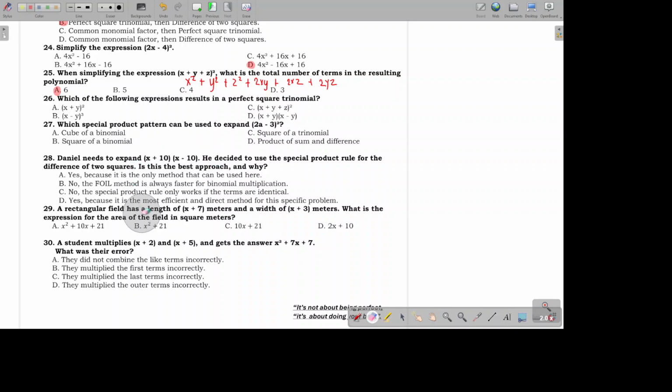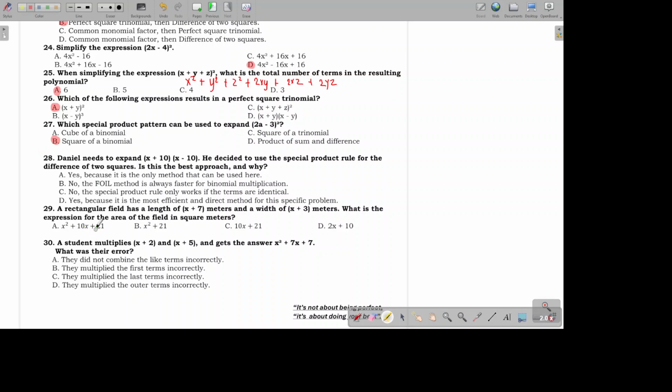Now let's have number 26. Which of the following expressions results in a perfect square trinomial? Again, the only time you can obtain a perfect square trinomial is if you square a binomial. So the answer is obviously letter A. That's the only one where we square a binomial. Number 27. Which special product pattern can be used to expand (2a - 3) squared? Again, square of a binomial. You're squaring a binomial.